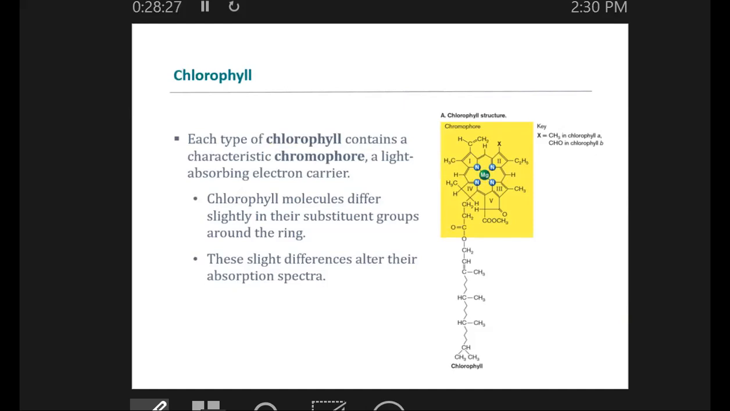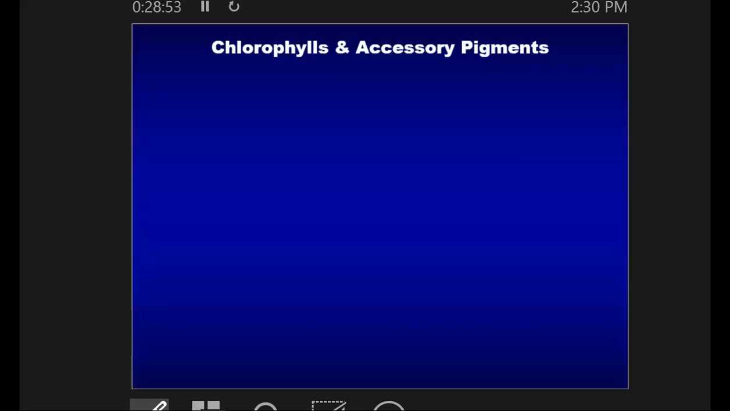The fancy way to say that is that last bullet point. These slight differences alter their absorption spectrum. That just means if you hit them with light energy, they preferentially absorb certain wavelengths of light over others, and a lot of others they don't even bother with. They're designed, evolved to deal with a certain wavelength of light. So chlorophyll A, we see those in plants. When we talk about it in our plant classes, we really do zoom into chlorophyll A and chlorophyll B, essentially.